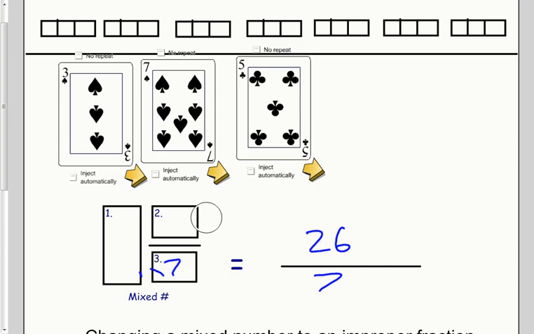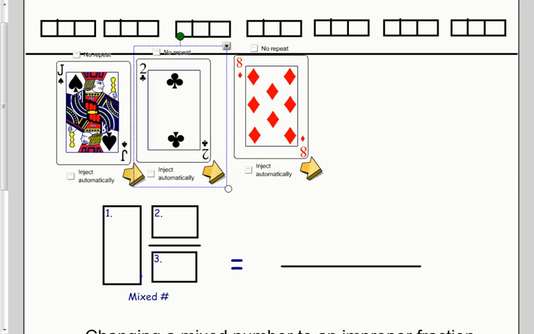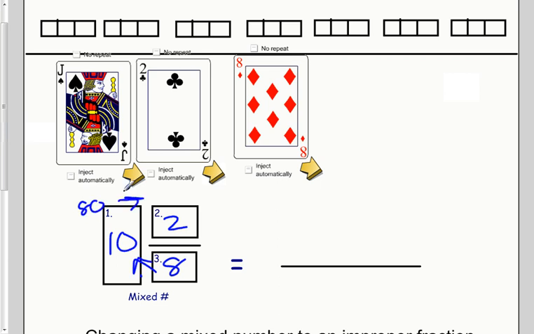Let's do one more. This time, why don't you pause the video after I give you the problem and see what you come up with. All right, so our jack will be 10, and then we'll do 2/8. So go ahead and pause, and then unpause to see if you are correct. All right, so 8 times 10 is equal to 80, and then 80 plus 2, we have 82 pieces of pie, and then our denominator stays the same.